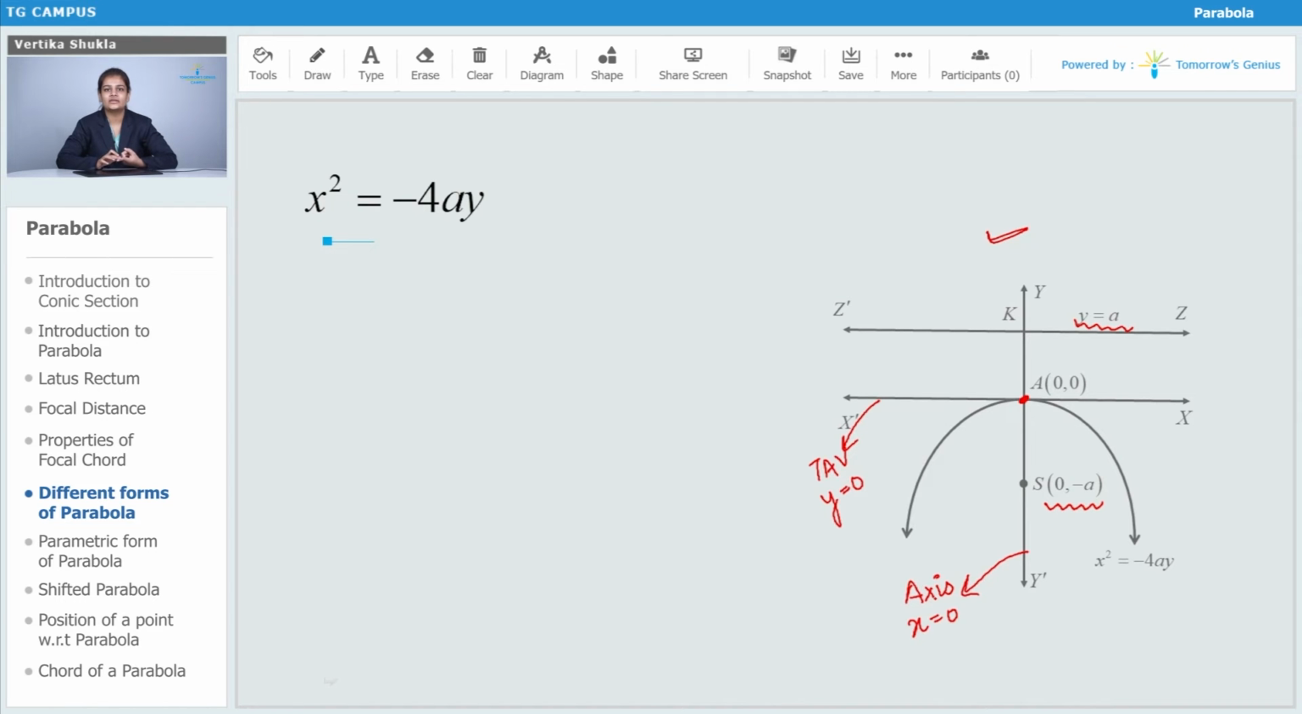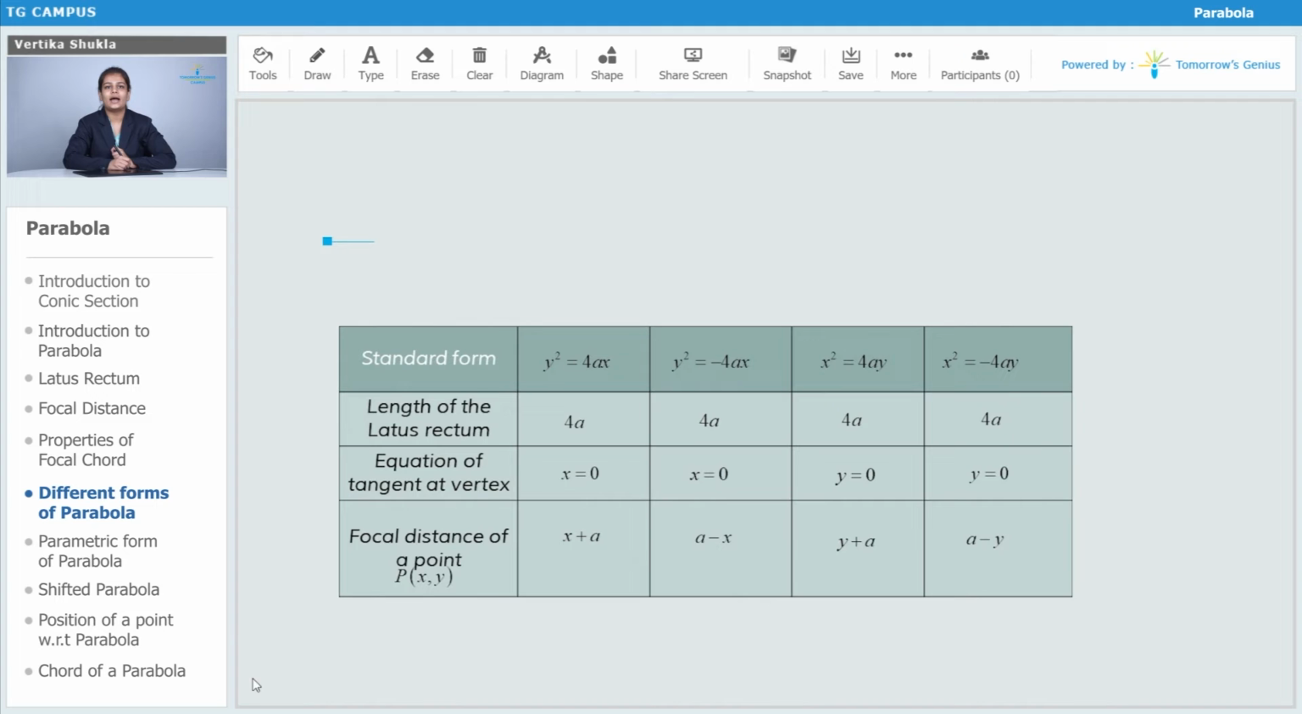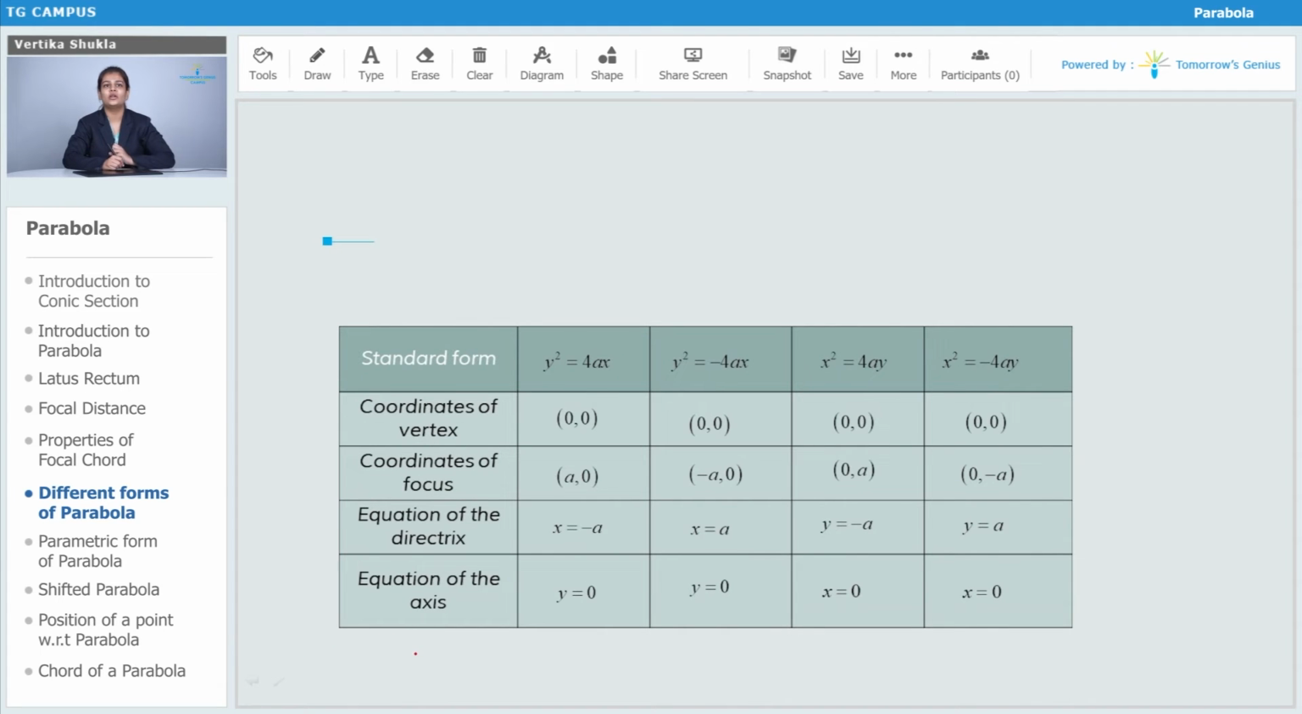The first being y square is equal to 4ax. Second being y square is equal to minus 4ax. Third being x square is equal to 4ay. And the fourth being x square is equal to minus 4ay. Now there is a small table that is basically the conclusion of all these four forms. For y square is equal to 4ax, the coordinates of the vertex are 0, 0. For y square is equal to minus 4ax, also the vertex is 0, 0. Similarly, for x square is equal to 4ay and x square is equal to minus 4ay.